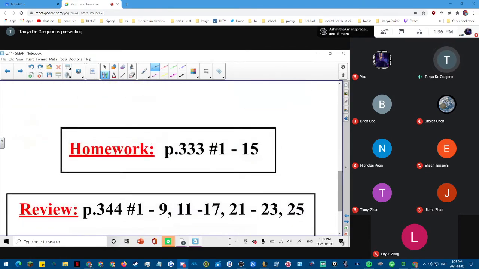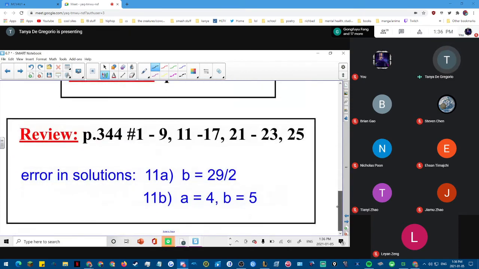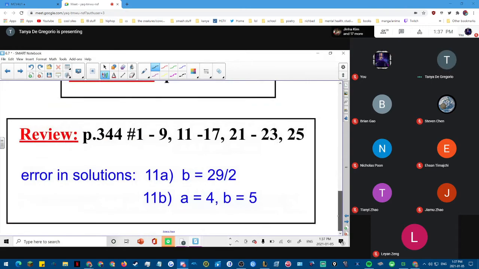Cool. And this is your homework, guys, and your review. Be careful, there are errors in solutions for 11A and 11B. If you guys have any questions, I am here until 3 o'clock, of course.